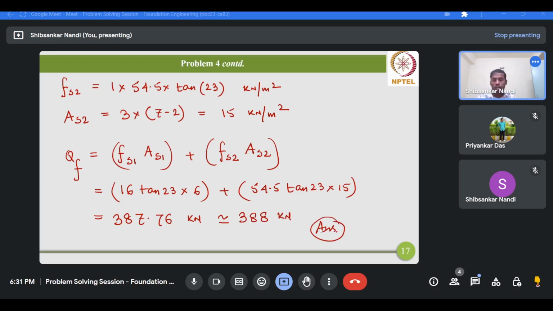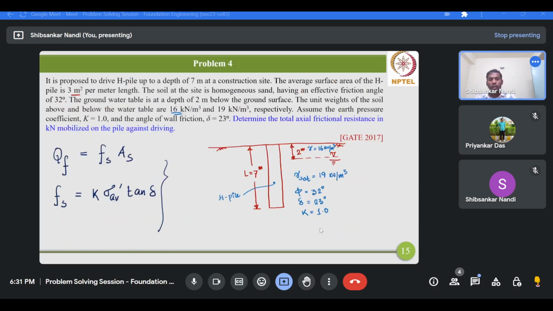So in this way, we can calculate the total axial frictional resistance in kilonewton mobilized on the pile against driving. Please keep in mind that in this problem, we didn't impose any factor of safety, because it is not mentioned, and we didn't consider the point bearing resistance, because we have to only report the total axial frictional resistance mobilized on the pile against driving.